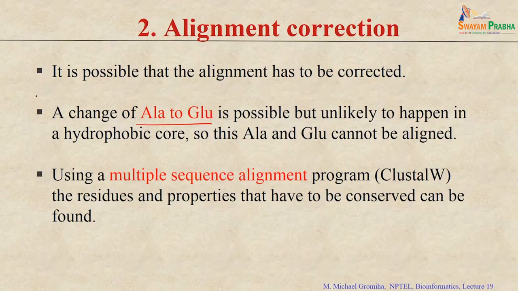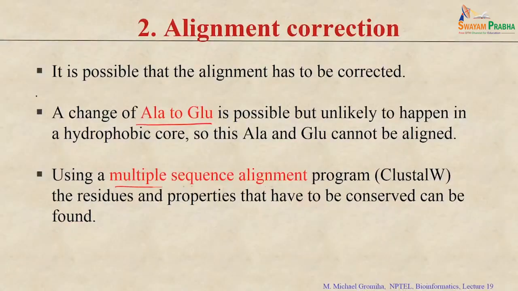Destabilize, right? Because it is a charged residue, it will destabilize the protein. So it is less possible to have this type of alignment. In this case, you need to change the alignment, so introduce a gap, and you can make these residues not aligned. You have to align properly.